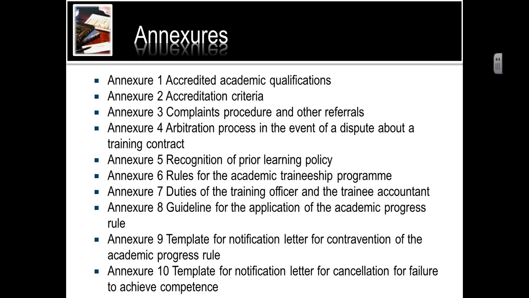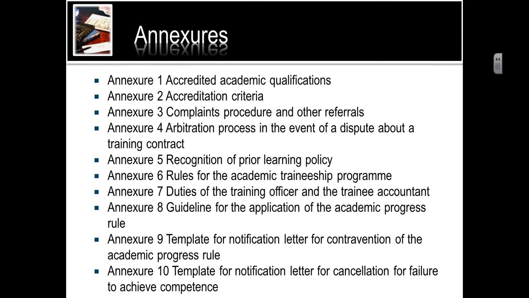Annexure 1, accredited academic qualifications, just says please refer to the website so that everything is always updated. Annexure 2, accreditation criteria, lists everything so you know what SAICA is going to check when they come to accredit you or revisit you, and it basically sets out the stuff for the AMS committee. Annexure 3, complaints, procedures, and referrals. There's a whole lot of requirements, for example, in writing to SAICA. You can read that in your own time. Annexure 4, arbitration process. It gives you all the procedures in detail.